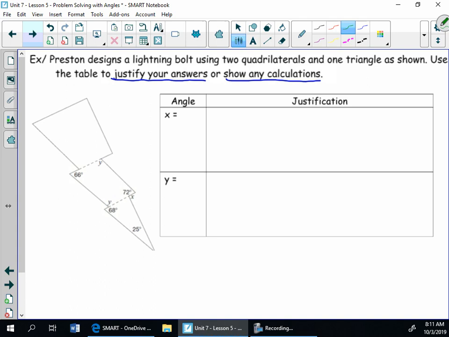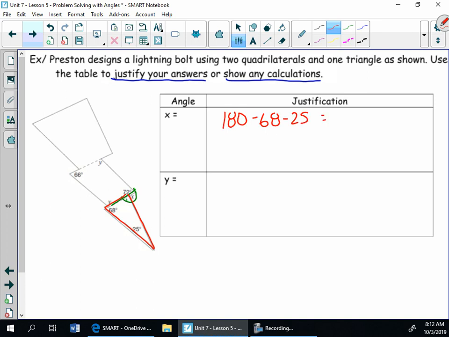X is right here on this straight line. Well, I know things about straight lines. Straight lines make 180 degrees. So if I draw my line right here, here's my line that I need. I need to find this part right here to be able to find x. How do I find that part? Well, that's part of a triangle. So what kind of stuff would I put inside my box here? My calculation is I'm going to take 180 and subtract 68 and 25 to get my triangle piece.